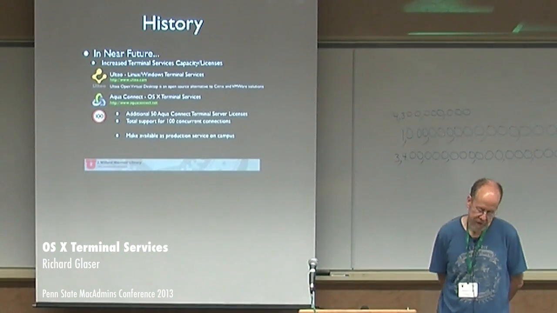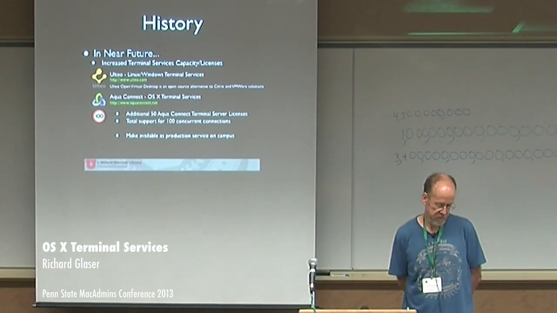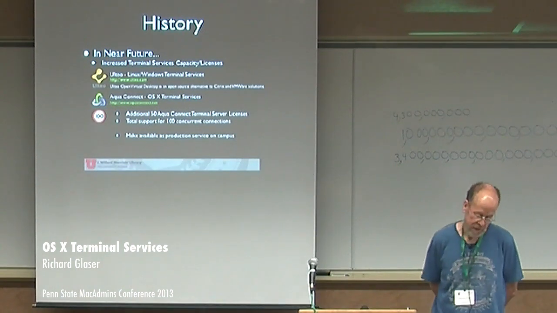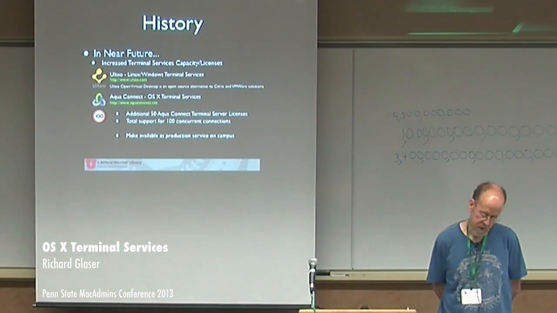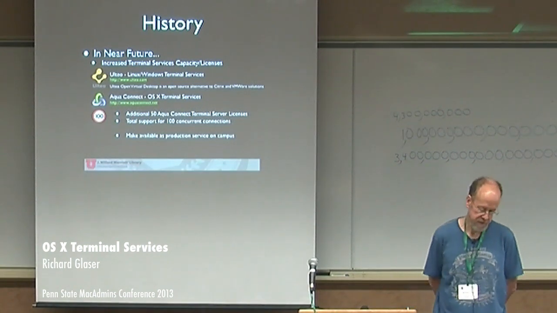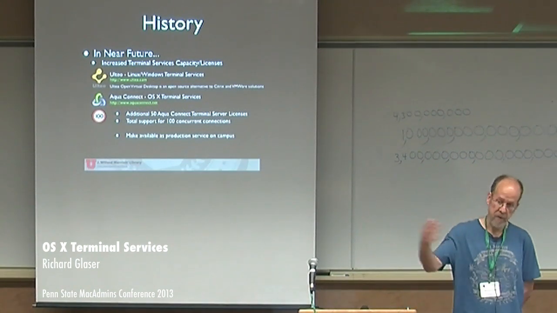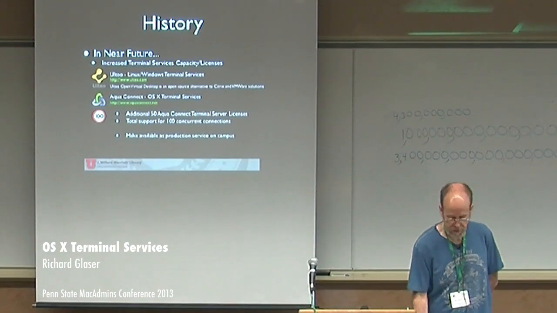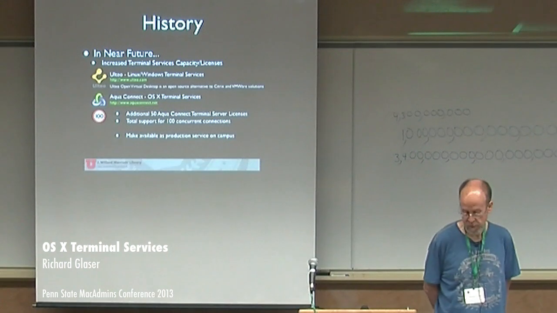In the near future, if the project is successful and students have been happy with the service, we're increasing by another 50 licenses. So we're hoping over the next 3 to 6 months we'll allow 100 concurrent connections. This is just on the Mac side. The PC side is also supporting 100 concurrent connections. And we'll make that available as a production service on campus.